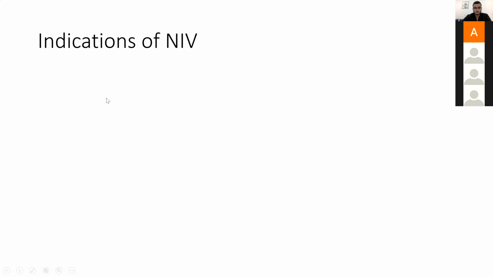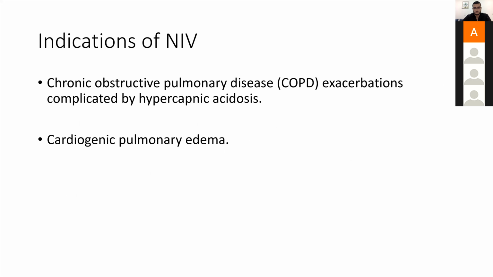Indications of NIV. There are two major indications that have been tested repeatedly and show that there is real benefit from using NIV for these two conditions, which are chronic obstructive pulmonary disease, or COPD, exacerbation, specifically those that are complicated by hypercarbic respiratory failure or increased CO2 retention. The other condition is cardiogenic pulmonary edema, like the case that we just discussed. So for these two indications, you are never wrong if you want to use NIV for such patients, taking into account that the patient is appropriate for this treatment.